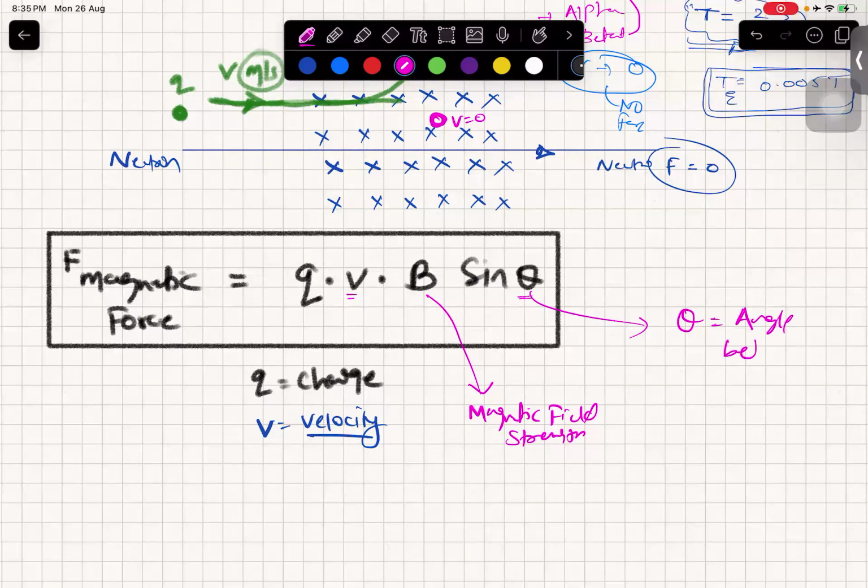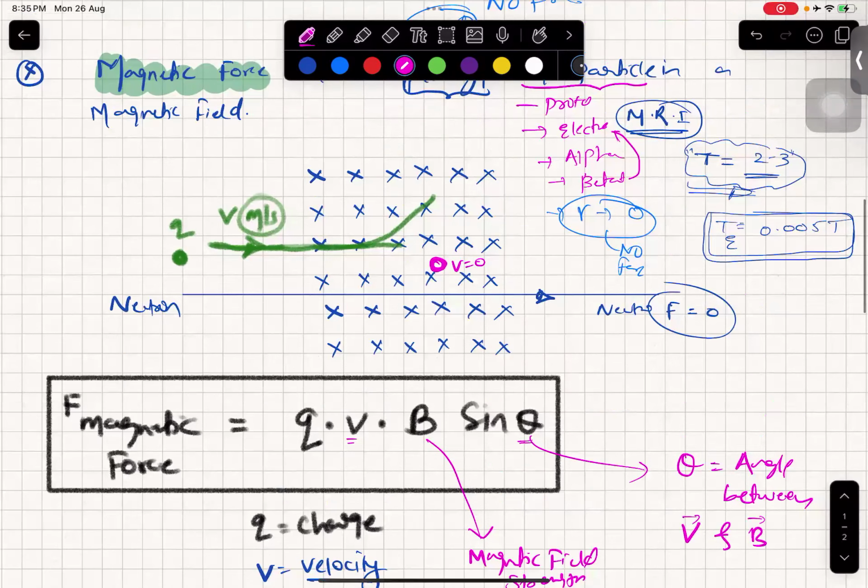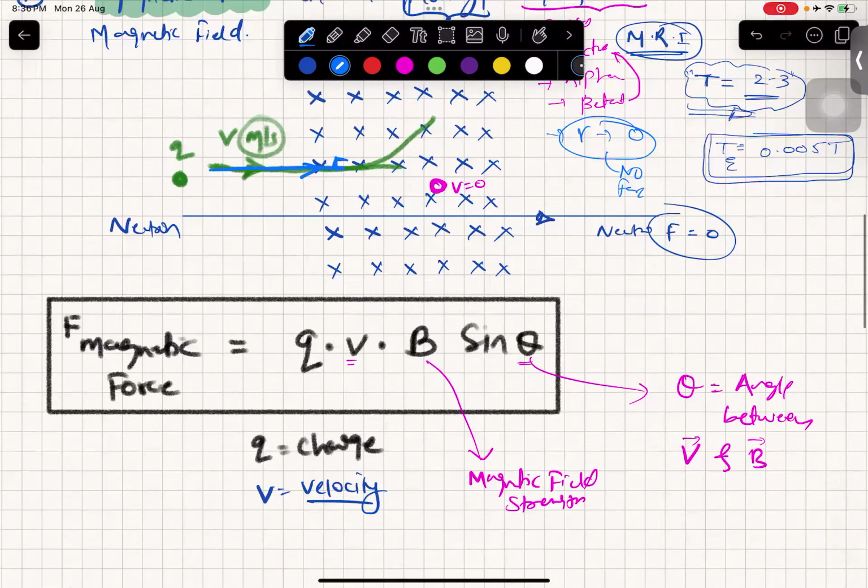But I don't get how, if theta is zero in this case, sine... how is the force zero? So theta is the angle between the velocity and magnetic field strength. Right now, what did you notice? Magnetic field strength is going into the page, right? So it'll be 90. And the charged particle is going like this. So the angle created will be 90, right? And we know sine 90 is 1.